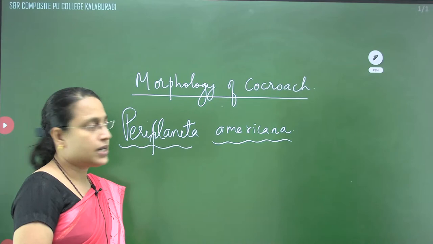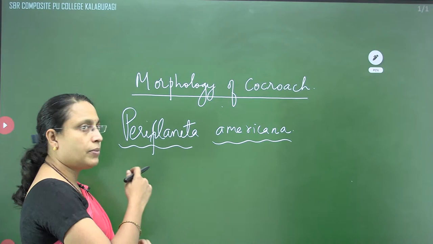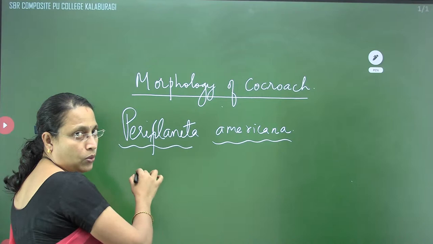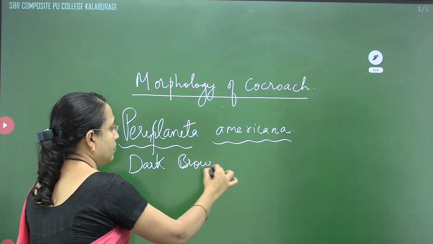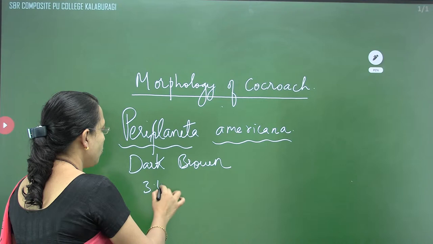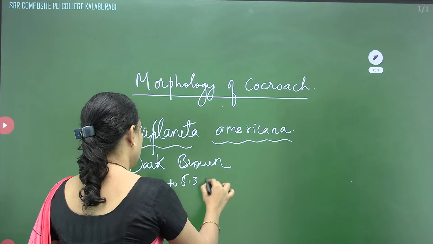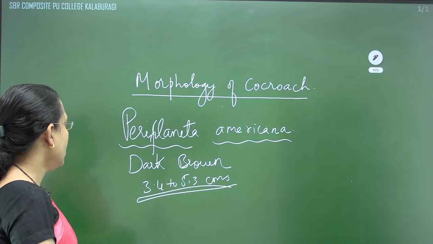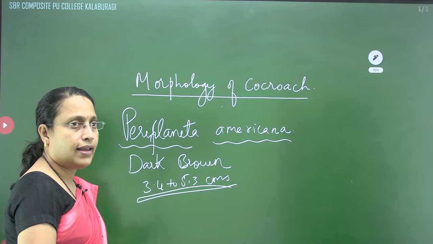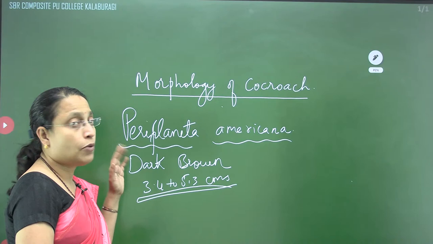I'll be explaining the morphology of Periplaneta americana. As I told, it's widely distributed. It is dark brown in color, and it may range from 3.4 to 5.3 centimeters in size. That will be the size of Periplaneta americana. The general properties of other cockroaches are also there, which means its habitat is almost the same as any other cockroach.